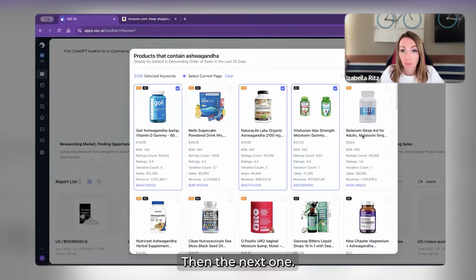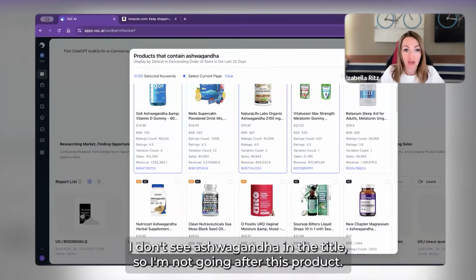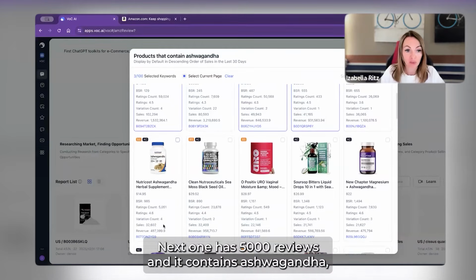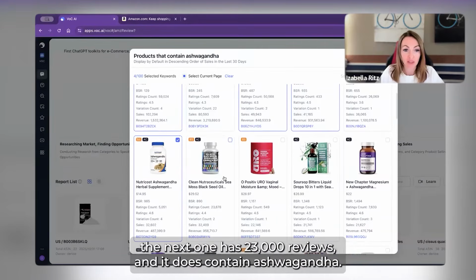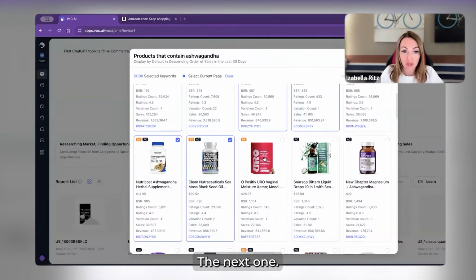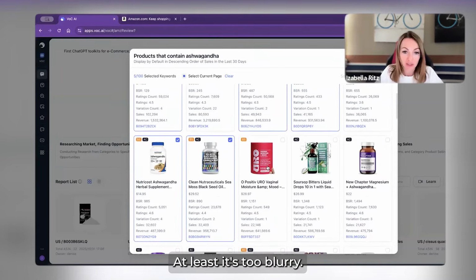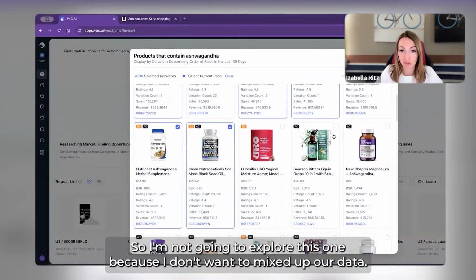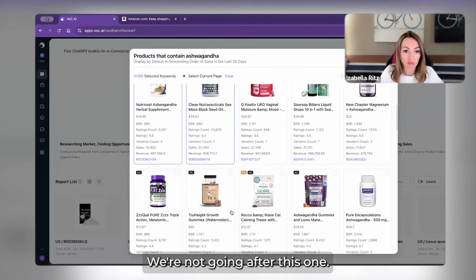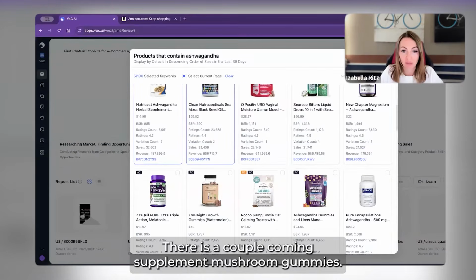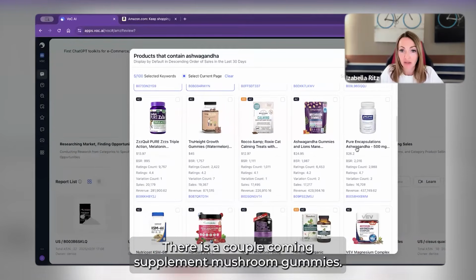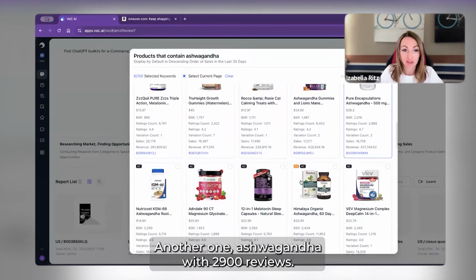Then the next one, I don't see ashwagandha in the title, so I'm not going after this product. The next one has 5,000 reviews and contains ashwagandha. The next one has 23,000 reviews and does contain ashwagandha. The next one, I don't see ashwagandha on the title or on the packaging. At least it's too blurry, so I'm not going to explore this one because I don't want to mix up our data. And here's the magnesium. We're not going after this one. There is a calming supplement, mushroom gummies. Another one, ashwagandha with 2,900 reviews.